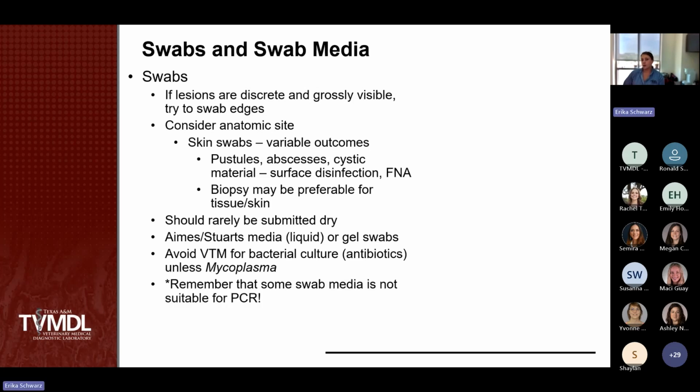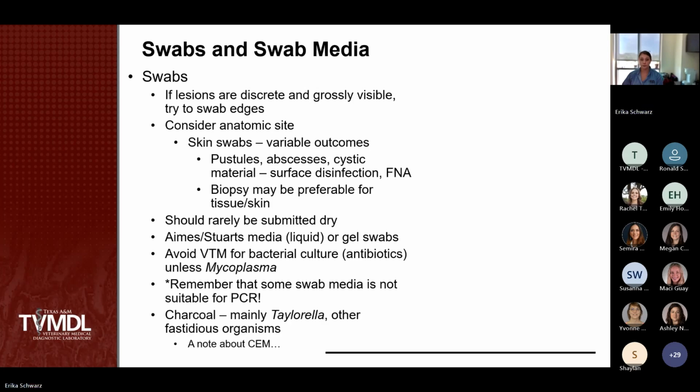And then just remember that not all swab media is suitable for PCR. We frequently receive swabs that are submitted in a gel media, and submitters want both culture and PCR on these. It's not possible for us to do PCR on some of these media because this media will inhibit the PCR. So just keep that in mind if you're looking for additional testing at the time of submission.